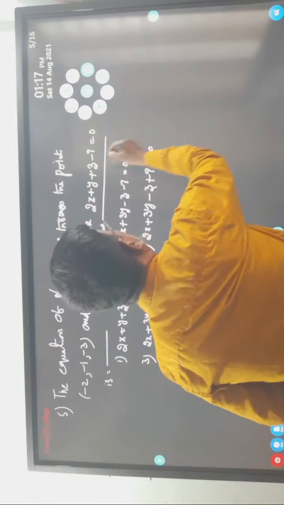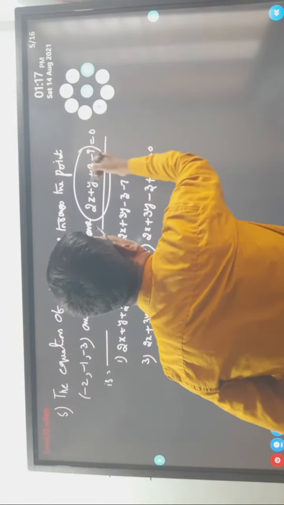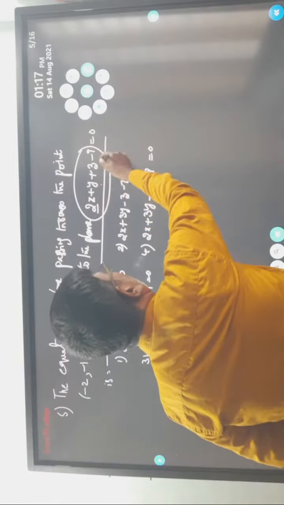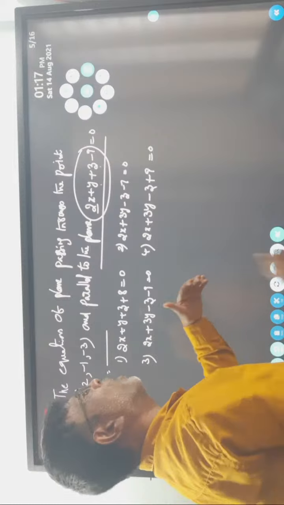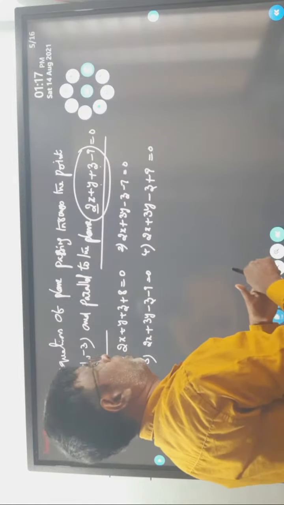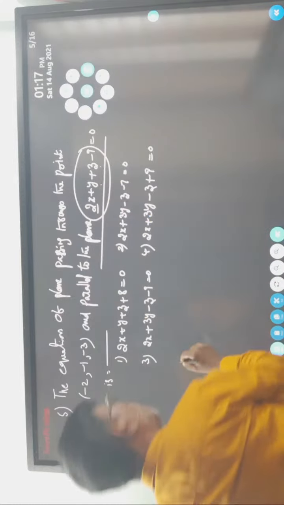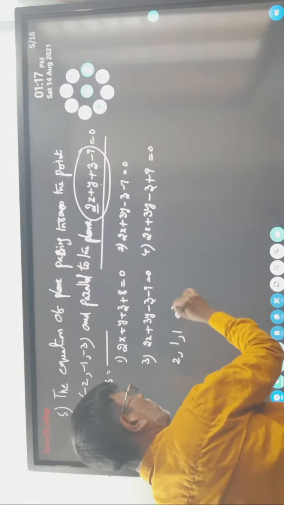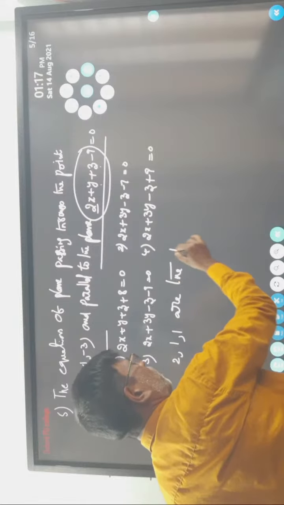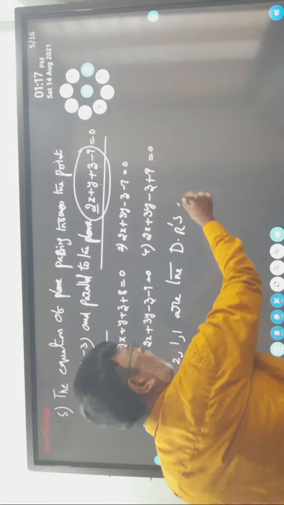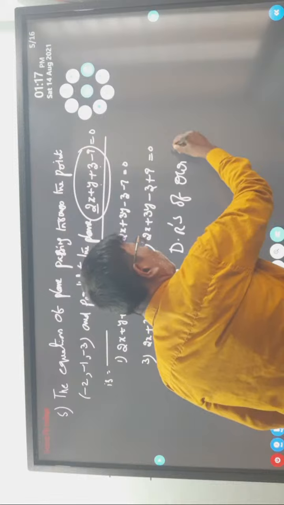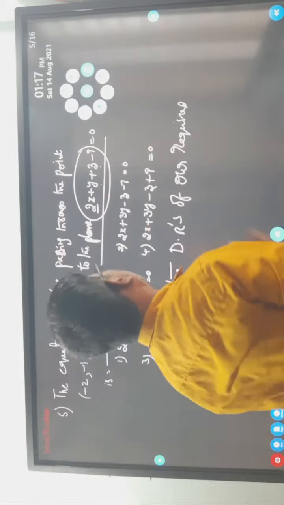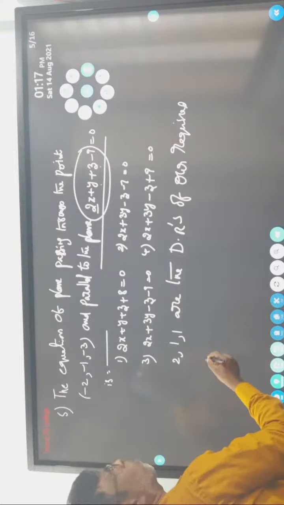Parallel to the line means the normal DRs are the same as that. So the same 2 1 1. 2 1 1 are also the required DRs of the plane. So the normal of the plane, because it is parallel, 2 1 1 are the DRs of our required plane. Remember that, because the plane is parallel to this plane. So for the equation of the plane, we already know the normal DRs.